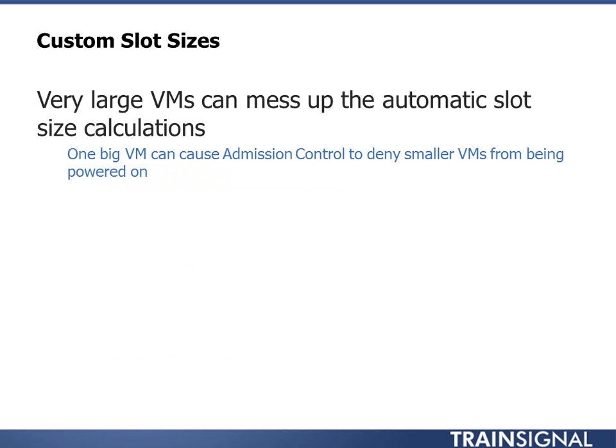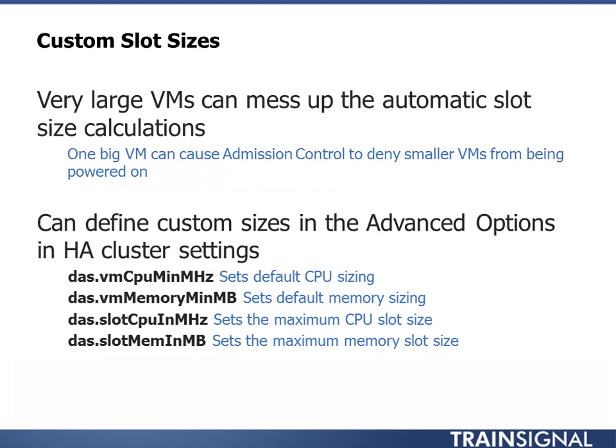The way you do this is you create your own slot sizes. You define these in the advanced options in HA cluster settings. So it's das for all of them. das.vmcpuminmhz sets the default CPU sizing. das.vmmemoryminmb sets the default memory sizing. And then you can set the maximum CPU slot and the maximum memory slot. So you can set the default and the maximum.